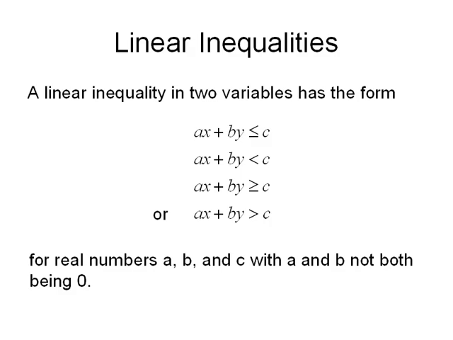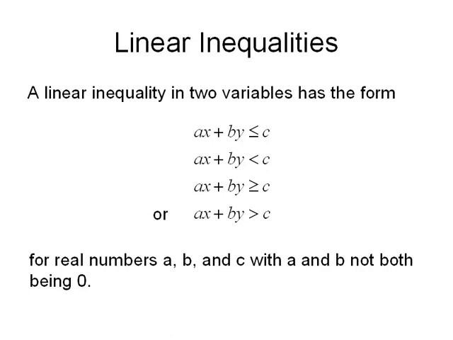A linear inequality in two variables has the form ax plus by less than or equal to c, or ax plus by less than c, or ax plus by greater than or equal to c, or ax plus by is greater than c. Basically what you see here is that everything's linear because the variables x and y are raised to the first power, and a, b, and c are all real numbers where a and b can't both be 0, but one of them can be 0.